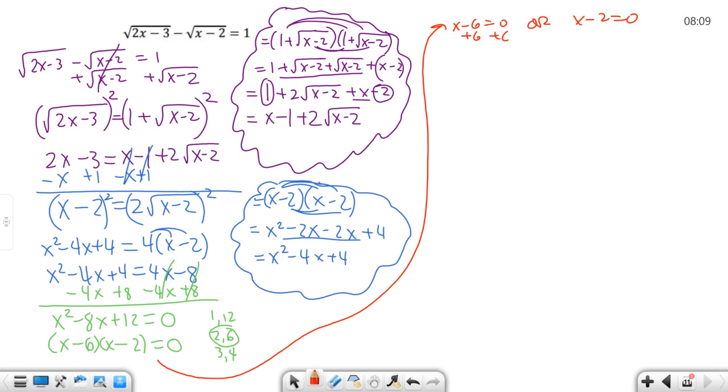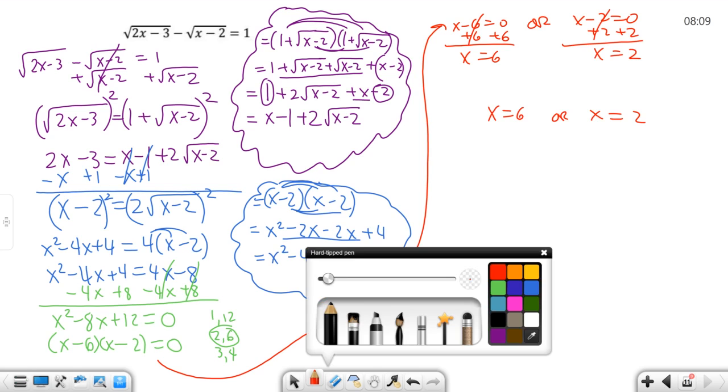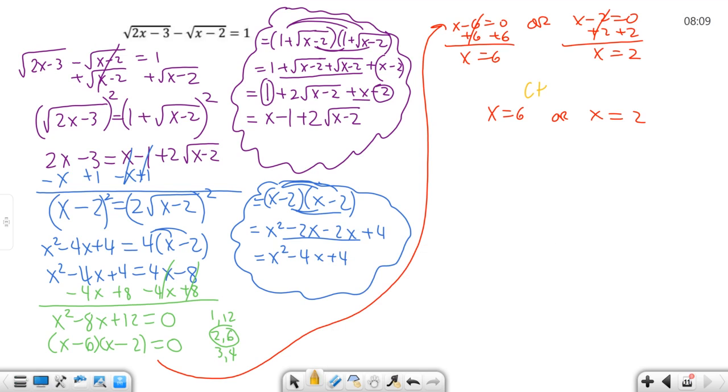So we're going to add 6 to both sides. We get x equals 6. And over here we're going to add 2 to both sides and get x equals 2. So those are my two solutions: x equals 6 or x equals 2. And what do I have to do? Check. I got to check them. If I'm going to check them in the original right here.